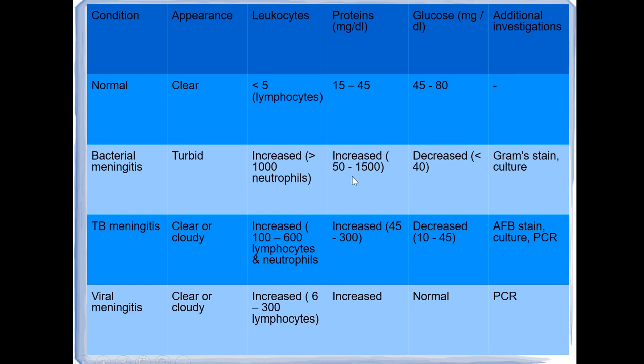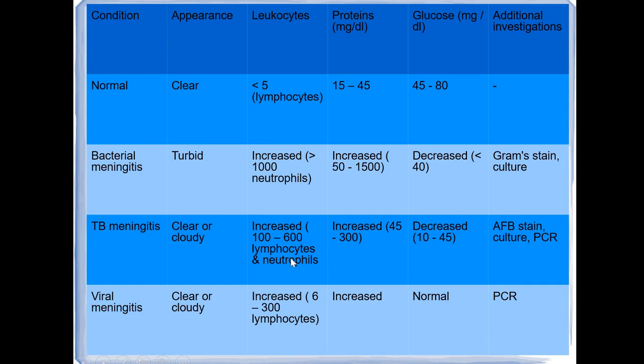Protein is also increased, around 50 to 1,500. The glucose is decreased, it's less than 40. Depending upon the organism, you can do a Gram stain and you can also do a culture, okay. So identify what organism, whether it's gram positive or gram negative, and based on the culture we can identify what is causing the meningitis.